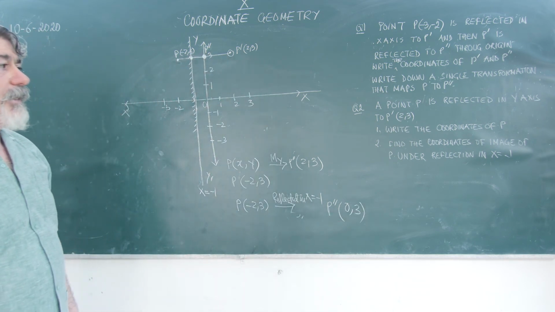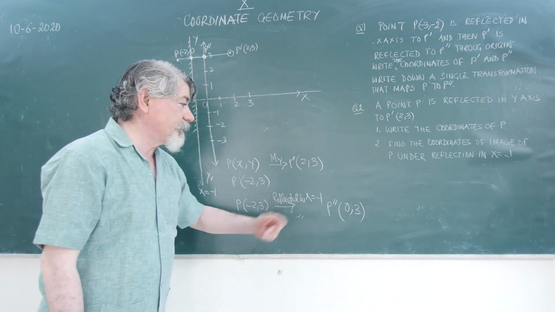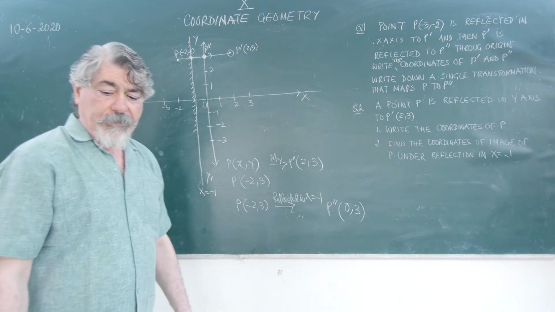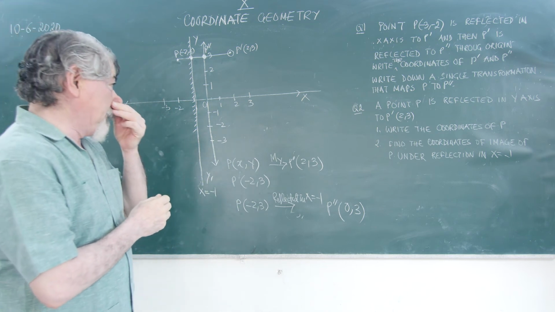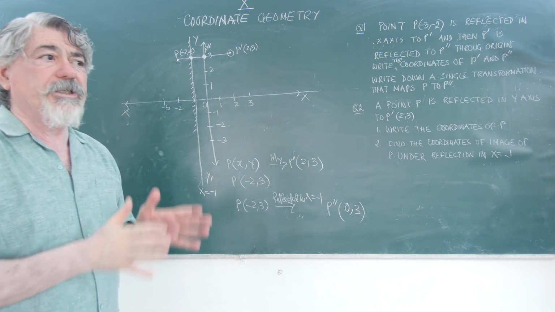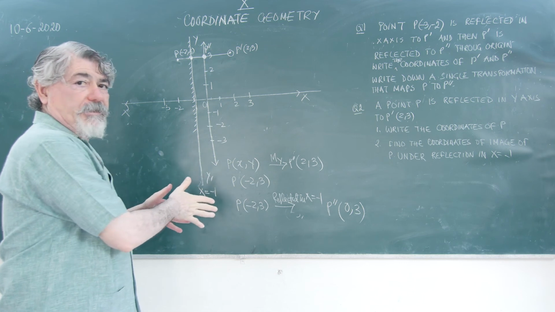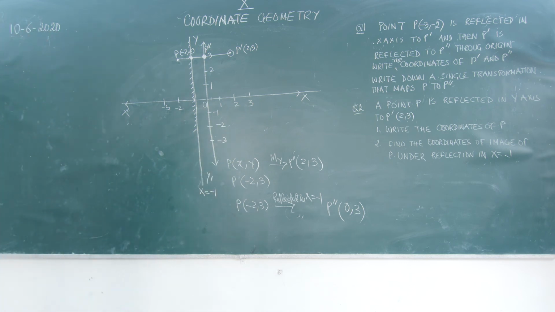X equals minus 1. So P minus 2, 3 reflected in x equals minus 1 will give us P double dash, which is 0, 3. It's very simple if we do it through the graphical method.